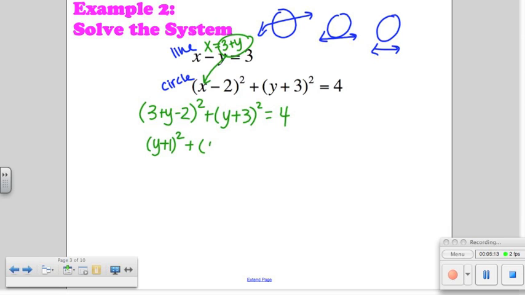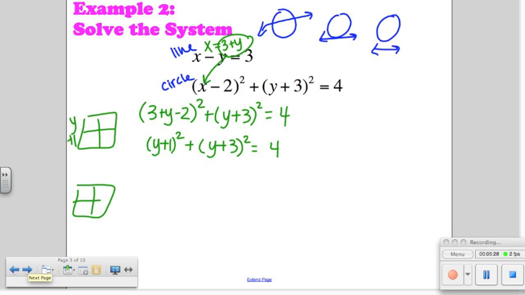All the rest of this stays the same. Now I'm trying to solve for y. I'm going to have to go ahead and square both of these with rectangles. So you might want to use 2 rectangles there for each of those, right? One for the y plus 1 and the other for the y plus 3. When I do that for the first rectangle, I'm going to end up with a y squared, 2 y's, and a 1. In the second rectangle, I'm going to have a y squared, 6 y's, and a 9.